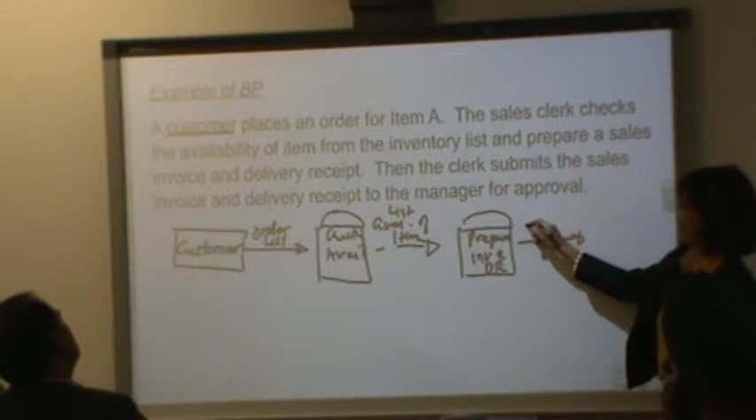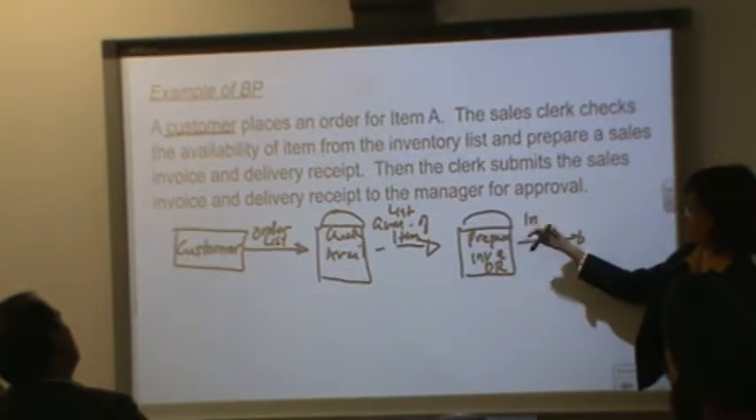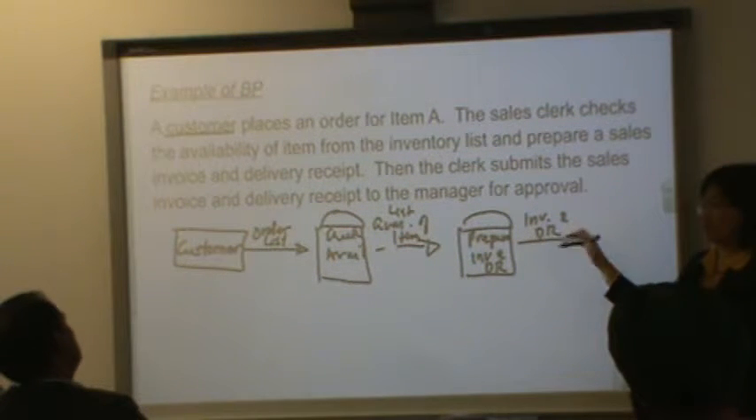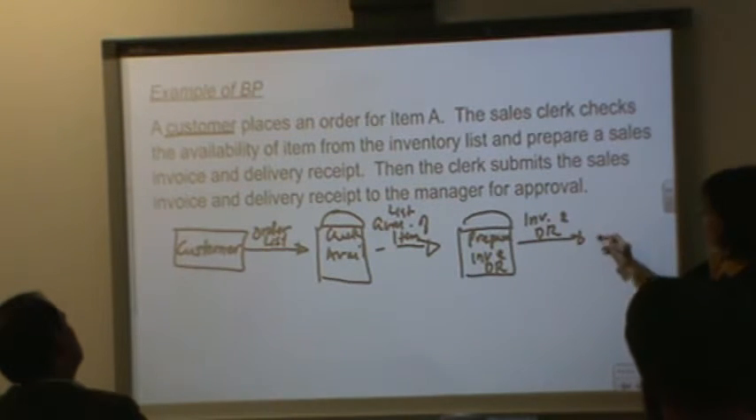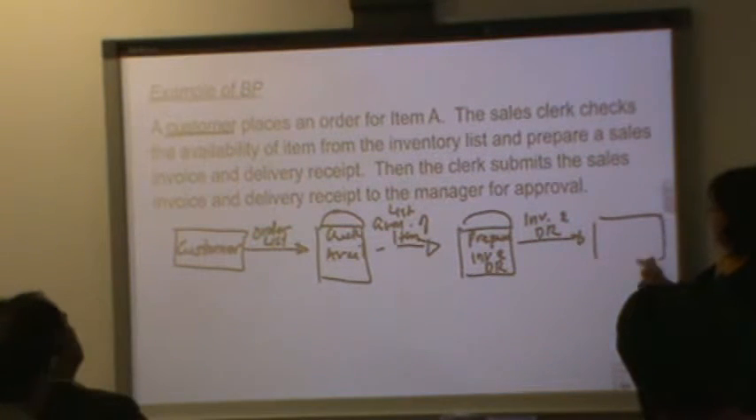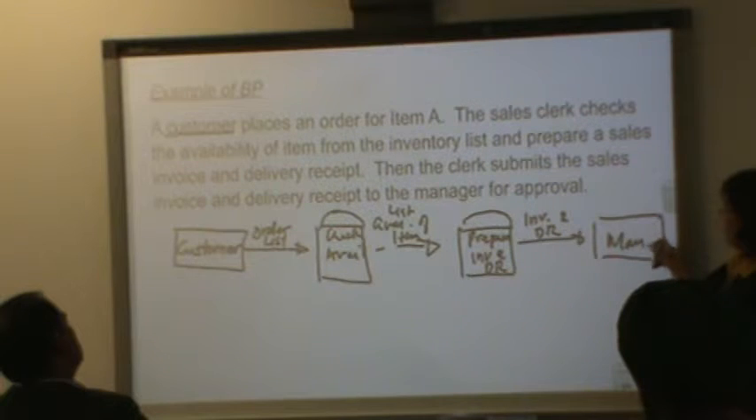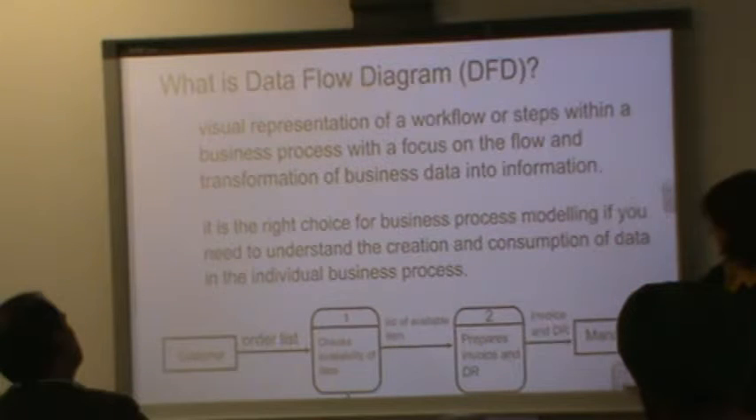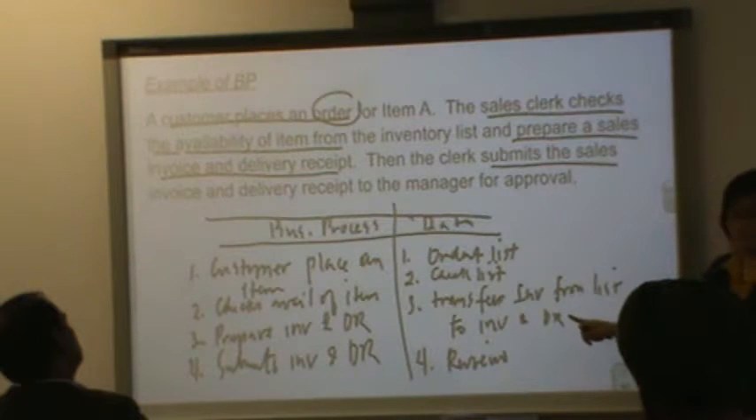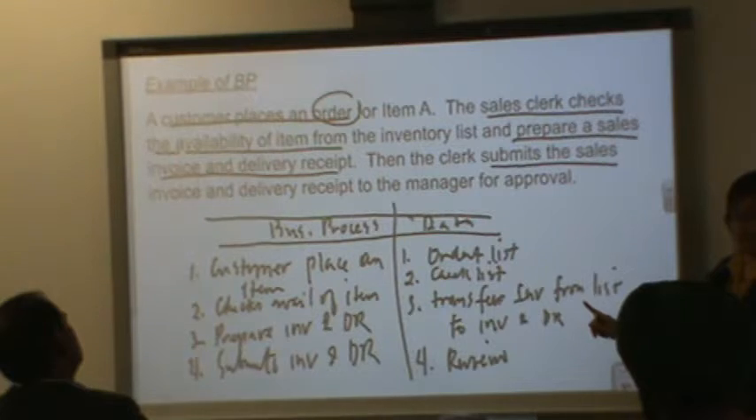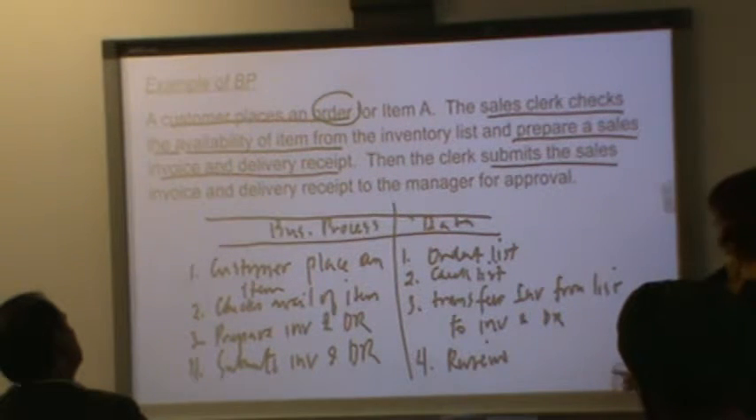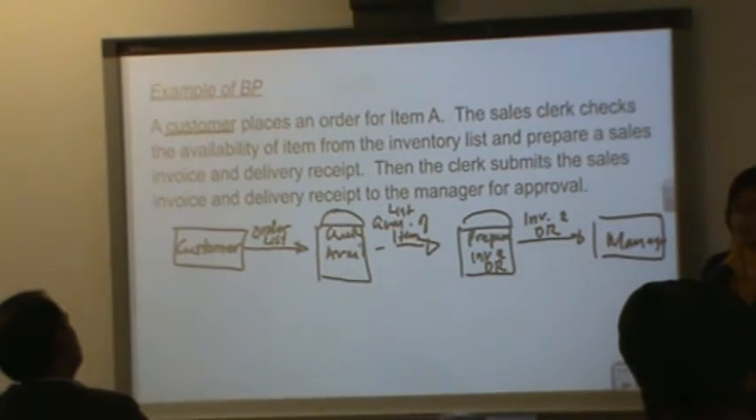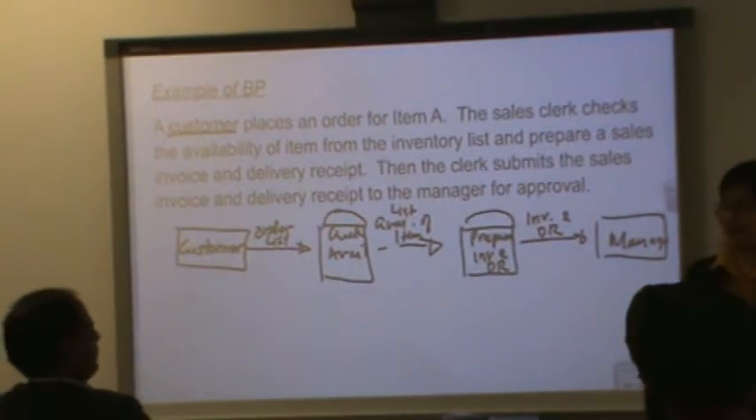Now, what comes out of this process? You have the invoice and DR. Remember, we are tracking the flow of data. And then that goes to the manager for approval. It's easy, right? Now compare the one that we did a while ago, like this one. Can you read it? You can read it, but it's difficult to understand. But if you look at this, it's easier to understand. You see now how DFD is being done?